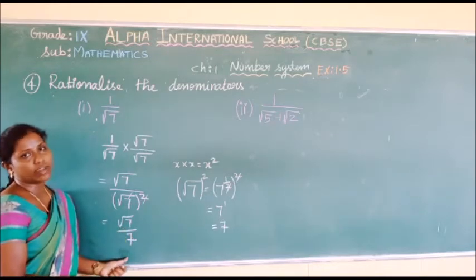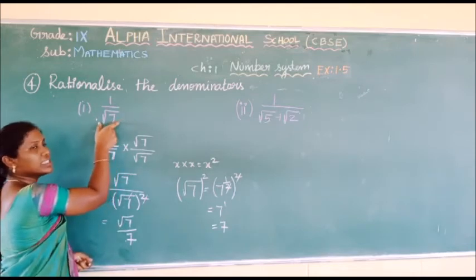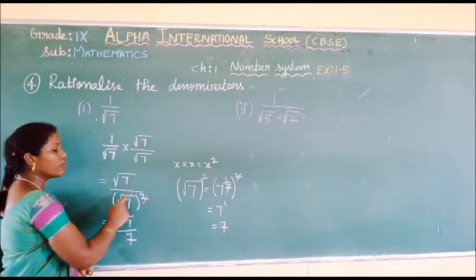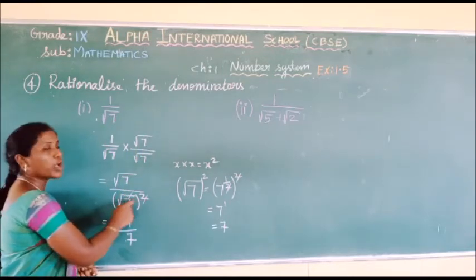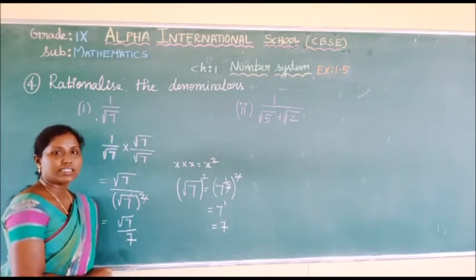So whenever you are having a square root in the denominator, to rationalize it, just multiply and divide by the same number, so that you will be having a square function and the square root will get cancelled. Automatically the denominator will be rationalized here.